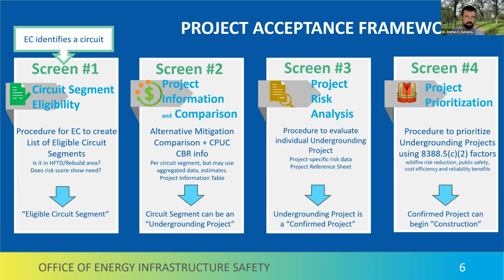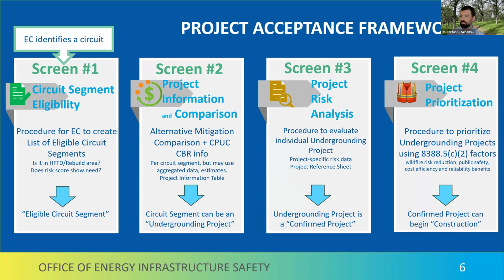Screen 1 is circuit segment eligibility. After passing through the screen, an isolatable circuit segment, or circuit segment as we call it for short in the guidelines, becomes an eligible circuit segment. Screen 2 looks at the cost benefit analysis as required by the PUC. This is applied to everything in high fire threat district tiers 2 and 3 that have shown a significant need for mitigation through screen 1. So after passing through this, they become undergrounding projects.